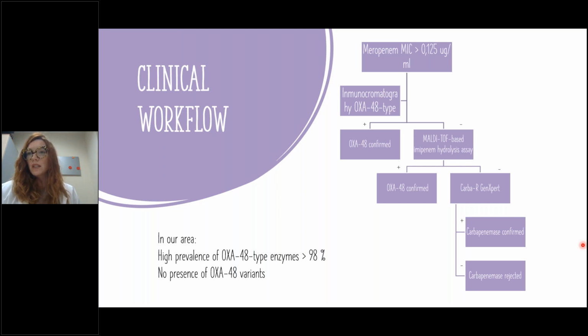If the result is positive, we then perform the CARBA-R GeneXpert. If it is negative and we still have suspicion, we perform whole genome sequencing, and if it is positive, we just give the result as it is. If it is MALDI-TOF negative and CARBA positive, we also perform whole genome sequencing to make sure that there are no variants or something like that we cannot detect.